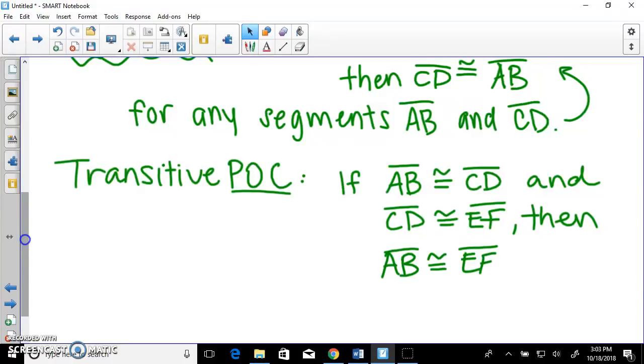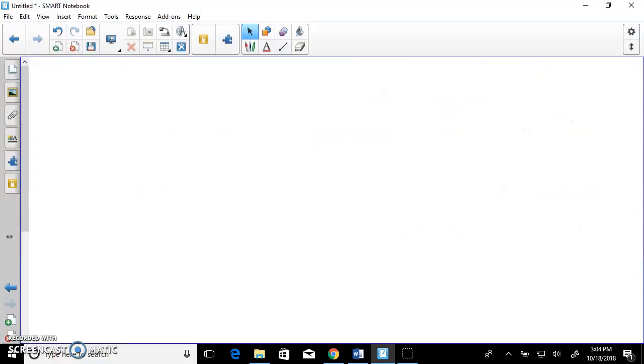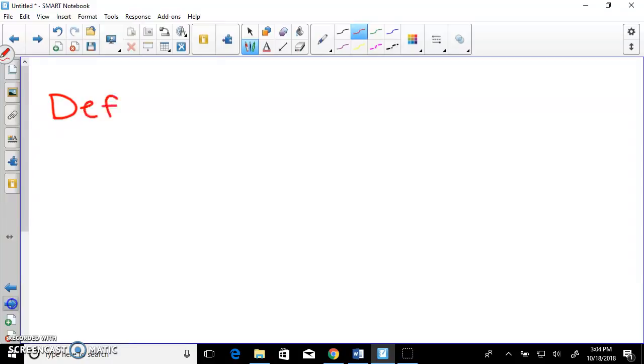Along with the properties of congruence, we need one more really important thing for segment proofs, and that's the definition of congruence. So we're going to write this down: definition of congruence.